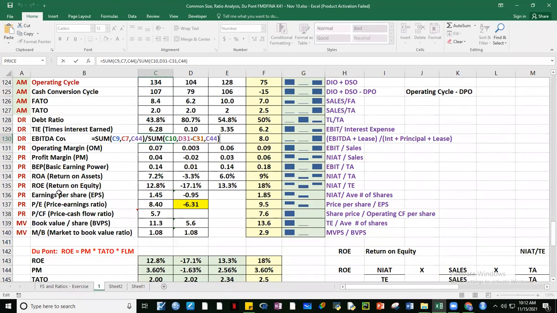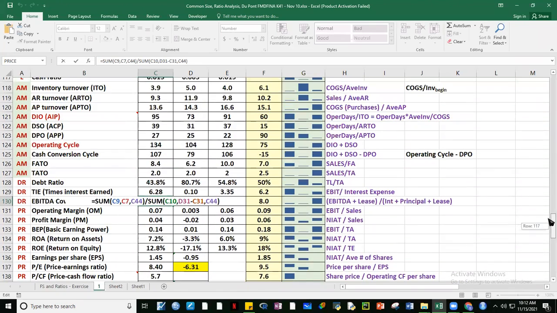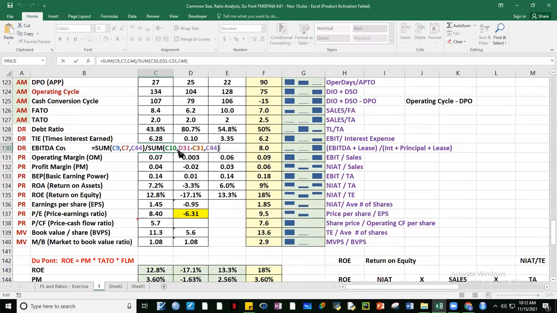So this is the interest payment. Ito yung principal payment natin kasi dapat kasama yan. Magkano yung binayaran natin na principal. And then C44 is the lease. Okay, pareho lang itong lease na to.